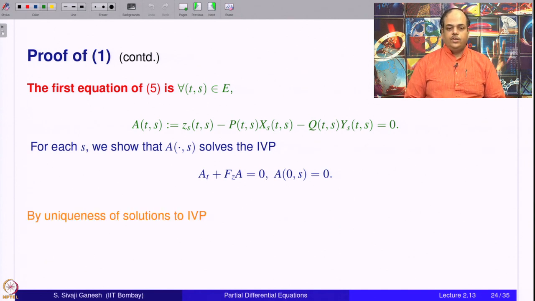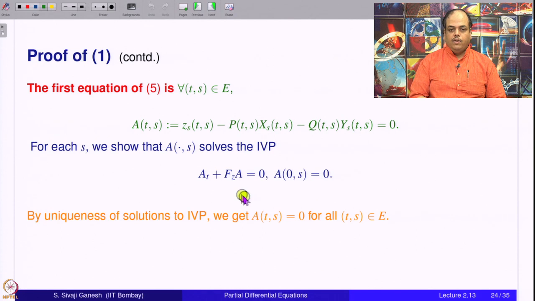Now, by uniqueness of solutions to initial value problems, A(t,s) must be 0 for all t. Why? Because this initial value problem will have only the 0 solution. A of t equal to 0 is a solution here. It satisfies this condition. Therefore, if this is a linear equation with continuous coefficients, this will be Lipschitz. Therefore, you have a unique solution. Therefore, A(t,s) will be 0 for every t, and this happens for every fixed s. Therefore, A(t,s) is 0 for all (t,s). Fine.